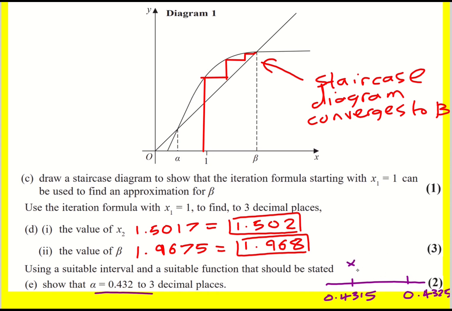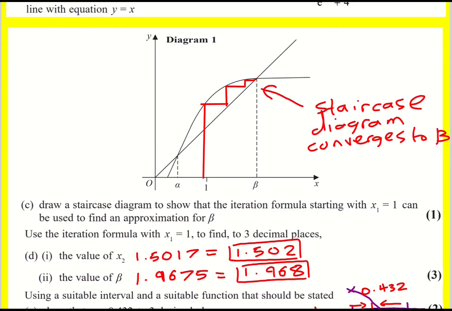So if the function is positive over here and negative over here, or vice versa, and we know it's continuous, then it must be that it goes through the axis somewhere in between. And then that means as long as it is these values here, then it's going to converge towards 0.432 rather than 0.431 or 0.433. So that's why we look at the midpoint between 0.432 and 0.433 and also 0.431.